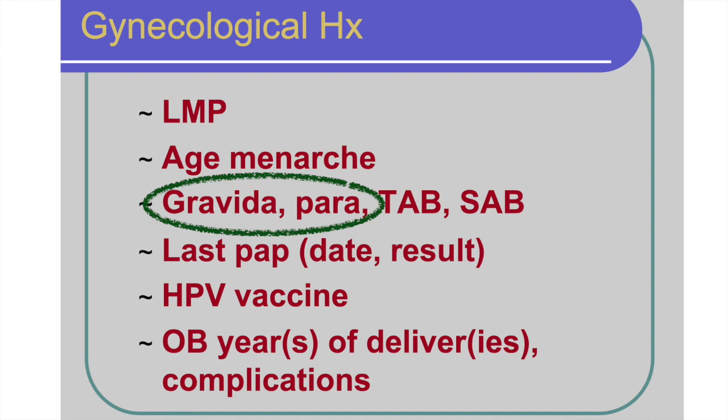Gravida means the number of pregnancies that a person has ever had, including any current pregnancies. Para means the number of deliveries a patient has had. So that includes C-sections as well as vaginal birth, and it includes any pregnancy that's gone more than 20 weeks of gestation. Average human gestation is 40 weeks from LMP to delivery. So if you cut that in half, that's 20 weeks.